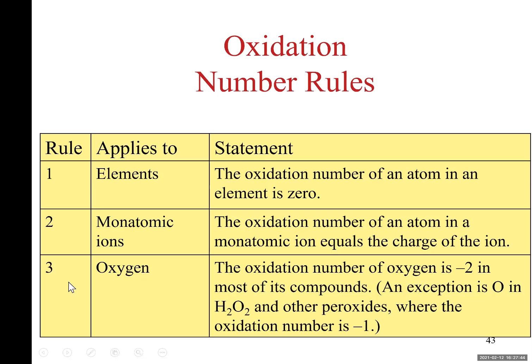Rule number 3 says oxygen in its compounds has an oxidation number of -2. This is most of the cases. There are a small number of cases where oxygen has a charge of -1. Example, in hydrogen peroxide, the charge of oxygen is -1, 2 times -1 becomes -2, and the charge of hydrogen is +1, 2 times +1 is +2, they add up to be 0. So this is the only exception, but normally oxygen has an oxidation number of -2.